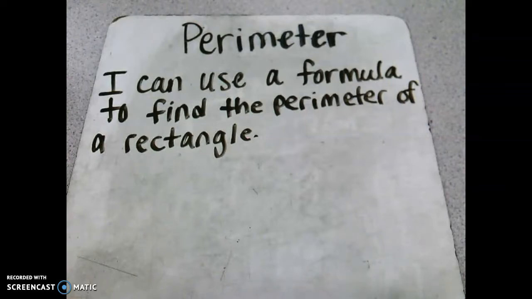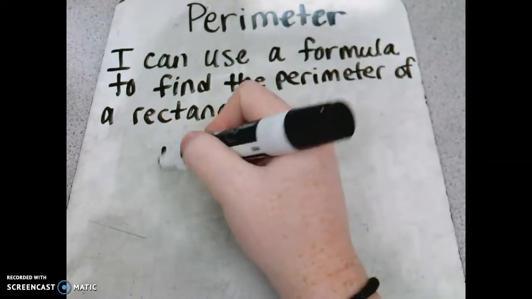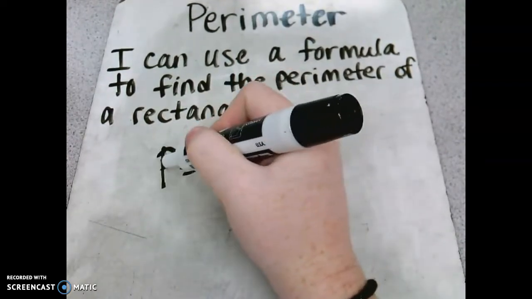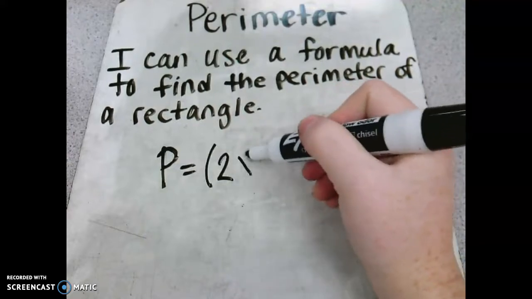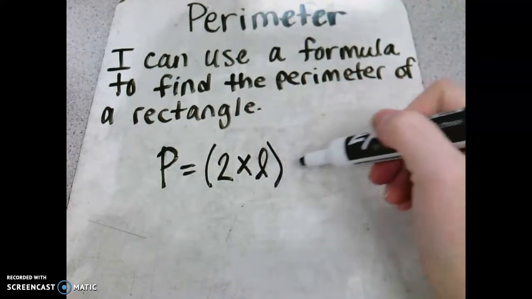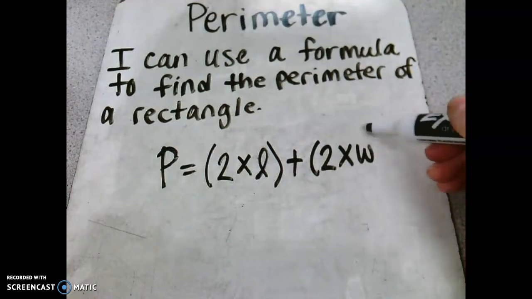Okay, so the perimeter is the distance around a figure, all sides of this shape. Our formula to find perimeter is P equals perimeter. P equals 2 times L plus 2 times W.